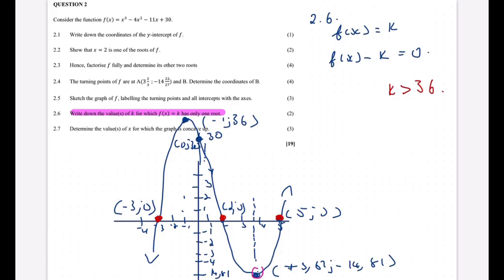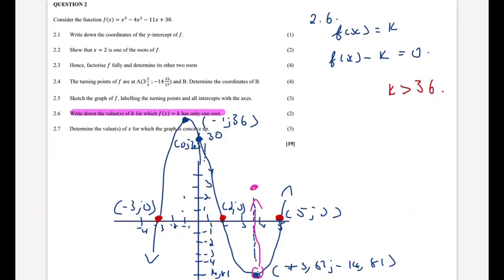On the other hand, matriculants, what if you moved this turning point so much up that it now starts here? Well, then our graph will look something like this, with only one root over there. So that's another option on how we can shift this graph to the point where it only has one root. But the y value there is 14,81.